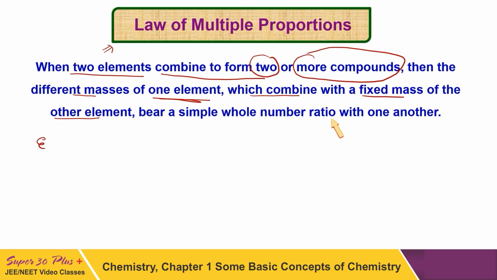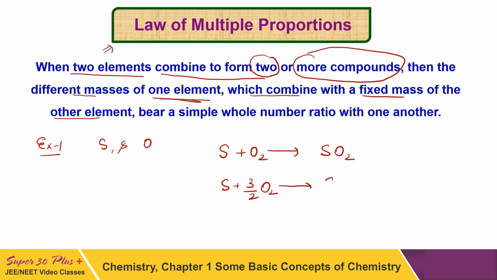So example number 1, sulfur and oxygen. Sulfur and oxygen together form two different compounds. When sulfur reacts with O2, it gives SO2. When sulfur reacts with 3/2 O2, it gives SO3. Now in SO2 and SO3, what is the mass of sulfur and oxygen? Here it is 32 and here it is 32. Here also it is 32 and here it is 48.